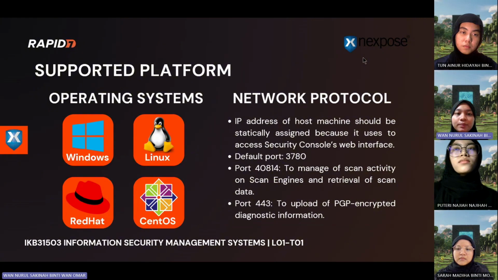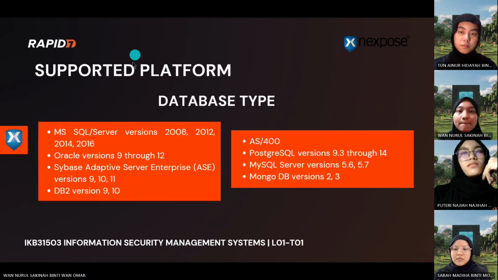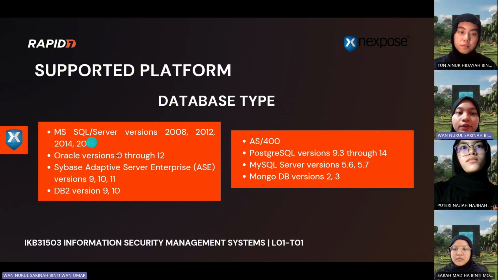For the supported platforms, the operating systems include Windows, Linux, Red Hat, and CentOS. For the network protocol, the IP address of the host machine should be statically assigned because it is used to access the security console web interface. Nexpose uses default port 3780, and there are other ports, like port 40814 to manage scan activity on scan engines and retrieval of scan data, and port 443 to upload PGP encrypted diagnostic information. For the database type, there are many databases that can be used with Nexpose, like SQL and Oracle.